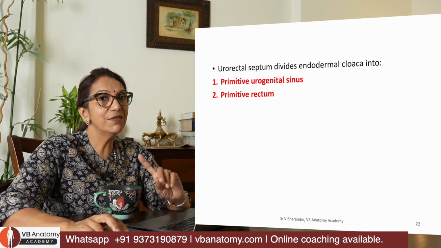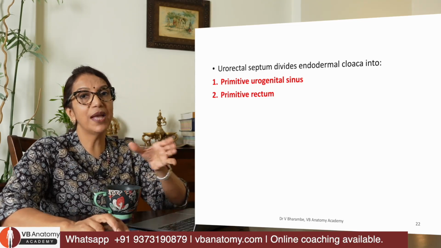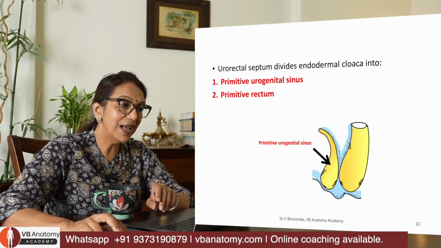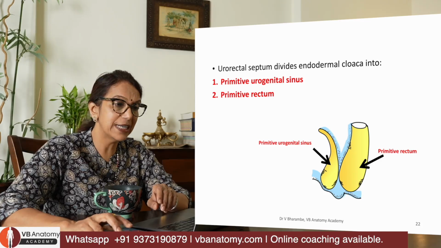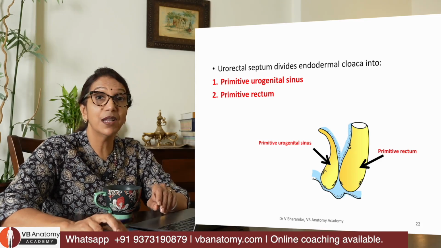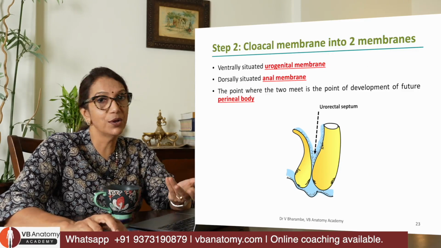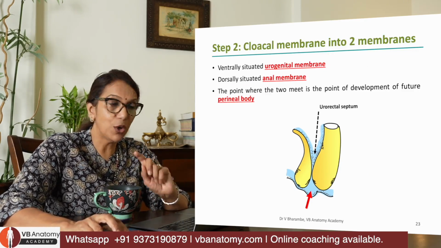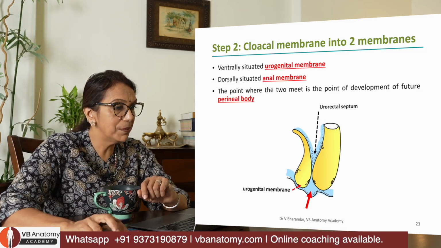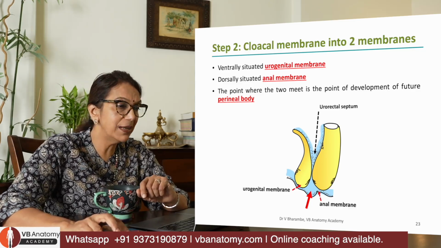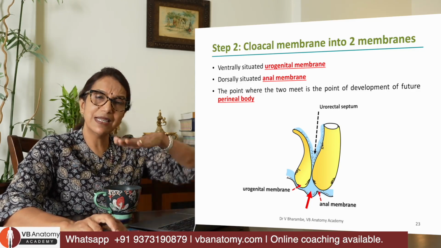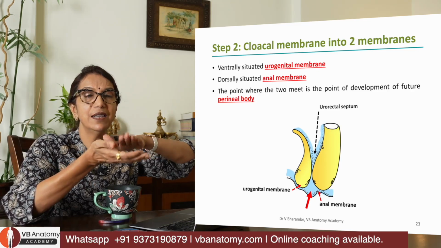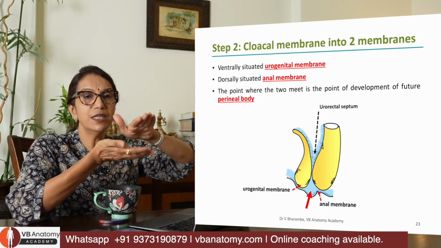You saw that we divided the endodermal cloaca into two cavities. Okay, so thus we saw formation of primitive urogenital sinus and primitive rectum. Now whom should we divide? We should now divide the cloacal membrane, isn't it? So this is your perineal body and here is your cloacal membrane getting divided into urogenital membrane and anal membrane. Same cloacal membrane. Now you have a perineal body. What is anterior is your urogenital membrane. What is posterior is your anal membrane.